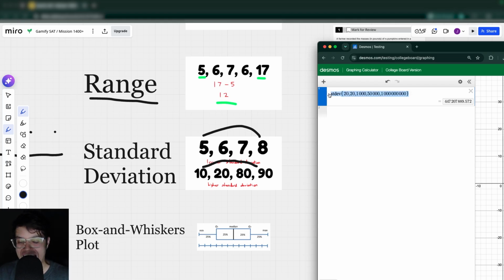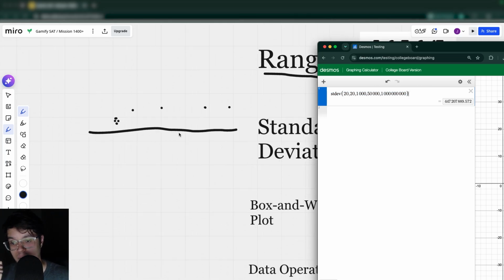And many problems, I'm not even going to ask you anything about it, so you probably won't even need to do this. You just need to know what it basically means. Like, it means spread, essentially.